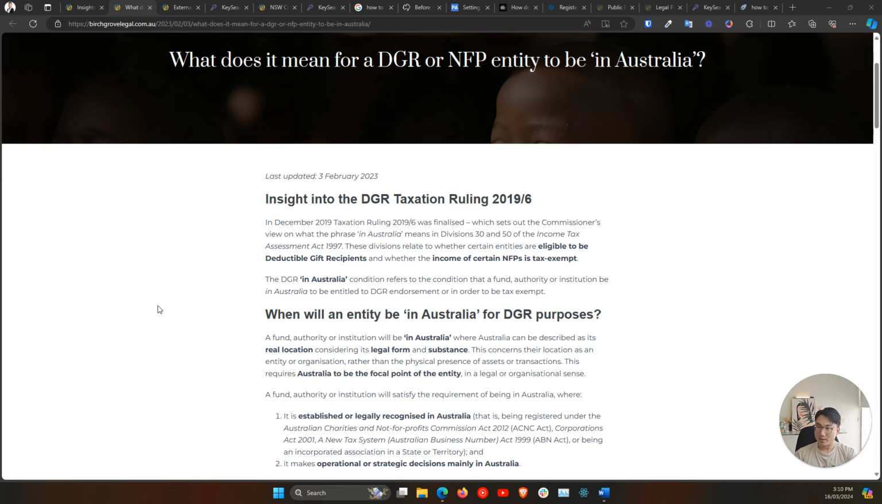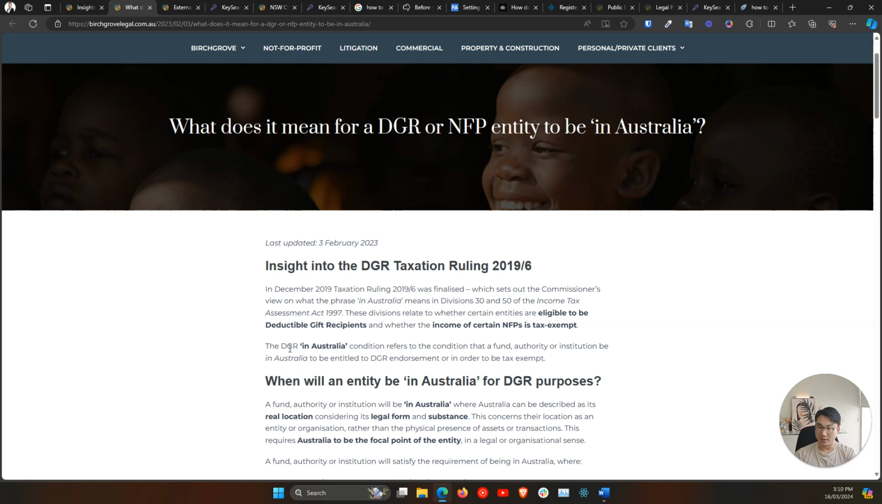Okay, cool. And so this article is talking about one particular criteria for a non-for-profit entity to be considered a deductible gift recipient, and that criteria is that the non-for-profit entity must be in Australia. And so this article is essentially trying to answer what does it mean for a non-for-profit entity to be in Australia in order for it to be eligible to become a deductible gift recipient.